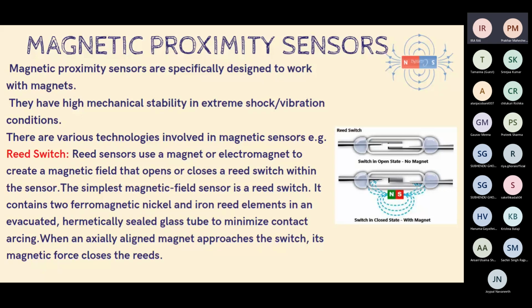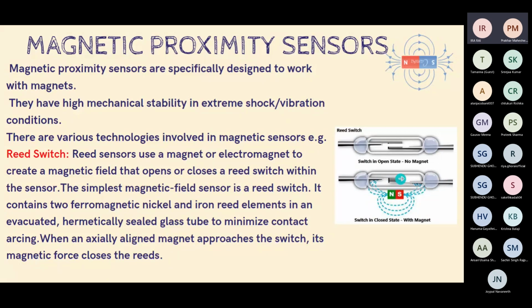Reed sensors make use of a reed switch. They use a magnet or electromagnet to create a magnetic field that opens or closes a reed switch within the sensor. Basically this is a reed switch, and we have two ferrous rods here. When there is no magnet, the rods are apart. But as soon as the magnet approaches the reed switch, the rods are joined.